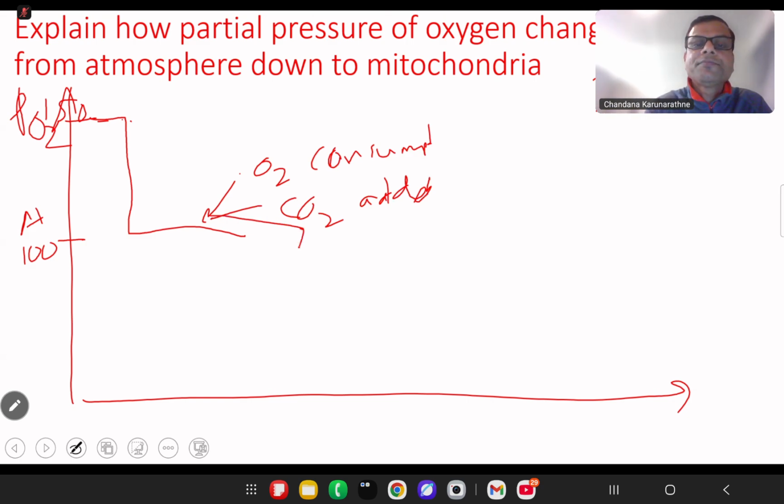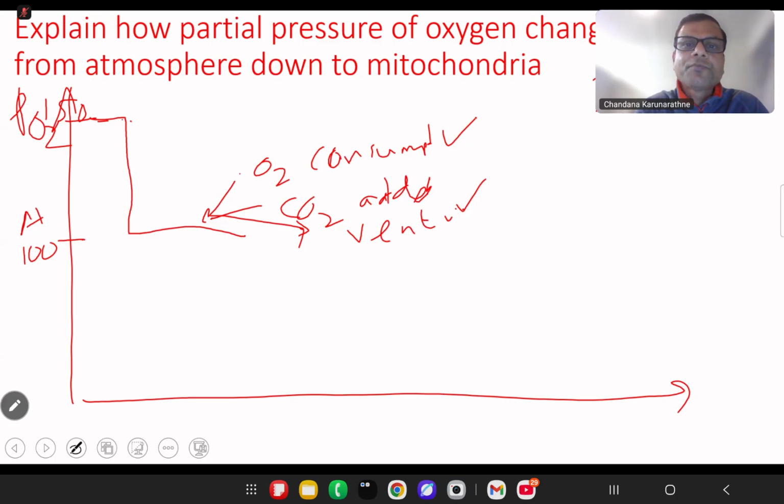The other one is you breathe in and out, you take out that carbon dioxide and bring in fresh gases with oxygen. So ventilation. Basically, for oxygen, it's ventilation and consumption of oxygen. In addition, you add carbon dioxide and it dilutes. That is also true.